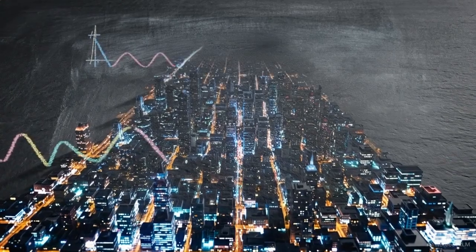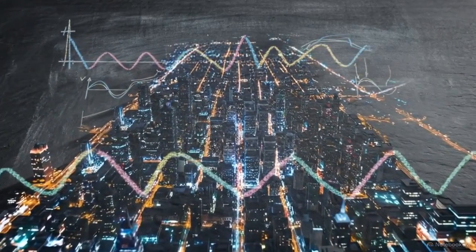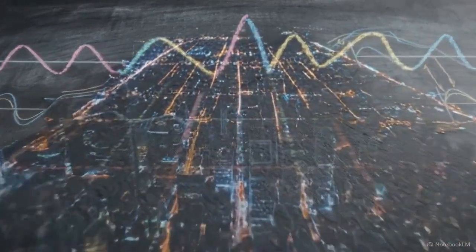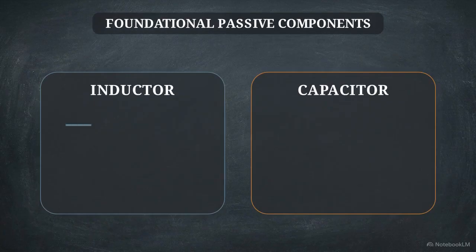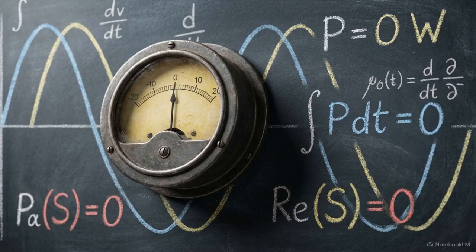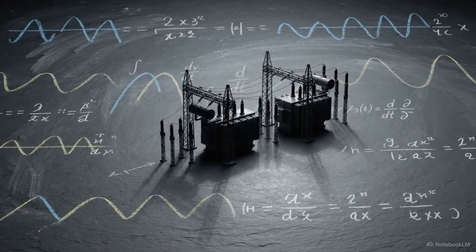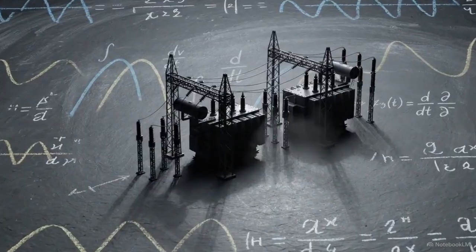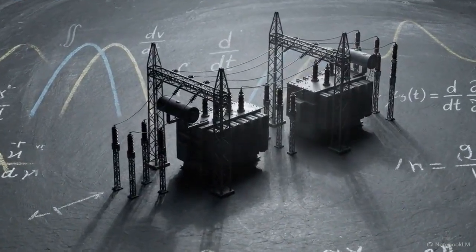The stability of an alternating current grid relies on mathematical forces entirely separate from the consumption of raw energy. It is dictated by the behavior of two foundational passive components, inductors and capacitors. These devices technically consume zero real power, but if engineers fail to manage their effects, the entire transmission network will succumb to a total voltage collapse.